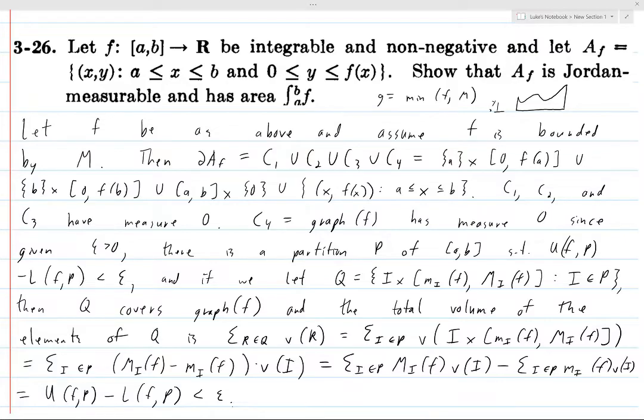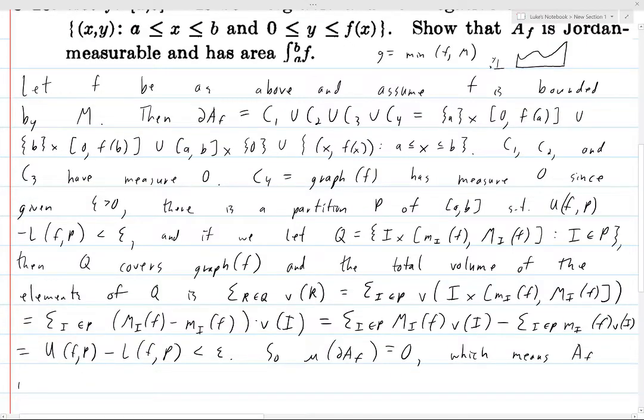All right, so the boundary of A_f has measure 0 because it's a union of countably many, in fact finitely many, in fact 4 sets of measure 0. So it itself has measure 0. So the measure of this boundary is 0, which means that A_f is Jordan measurable.